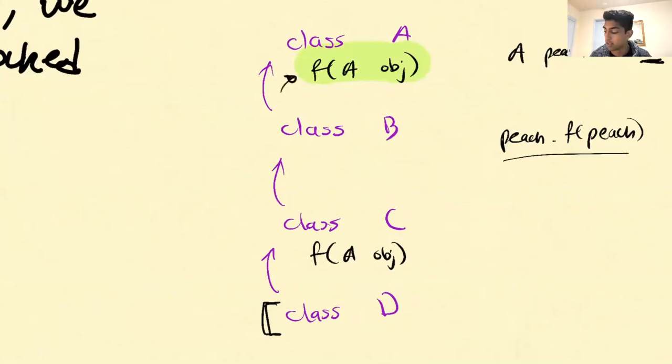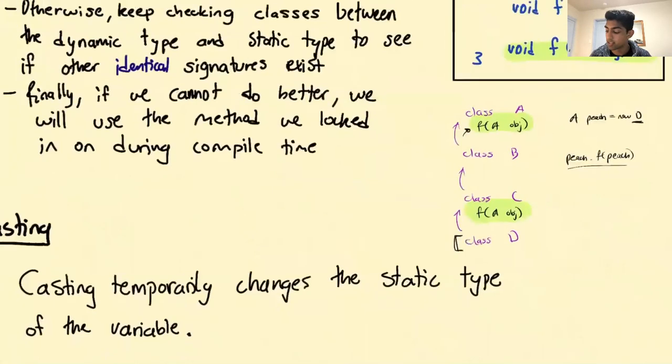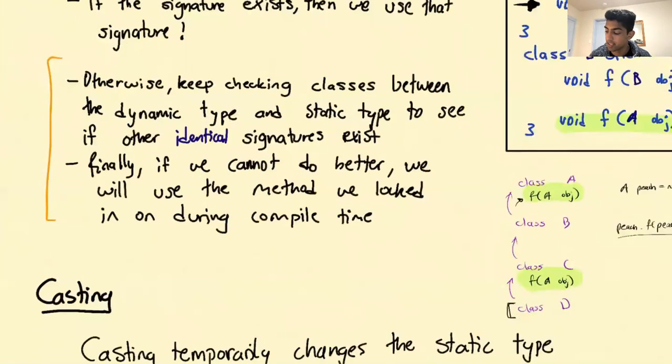More precisely, this method in class C is better than what we had during compile time. So what this check here is really saying is that if there's intermediate classes between the dynamic type and static type that are still better than what we locked in on during compile time, let's use those. Finally, if there aren't any better signatures around, that's totally okay. We're just going to use the method that we locked in on during compile time.